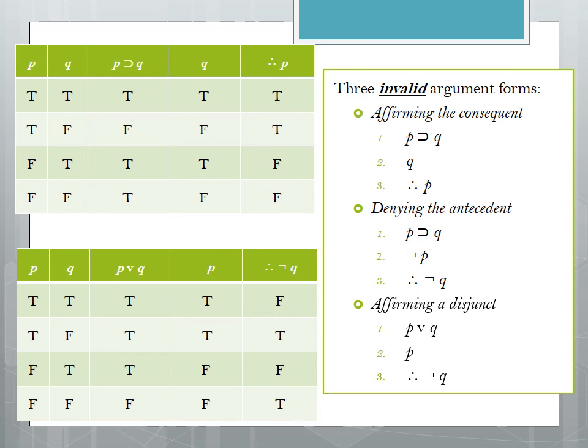So using the truth table method, we have identified a counterexample to affirming a disjunct, and so that shows us, that proves that affirming a disjunct is an invalid argument form, and hence any argument that has that form is an invalid argument.